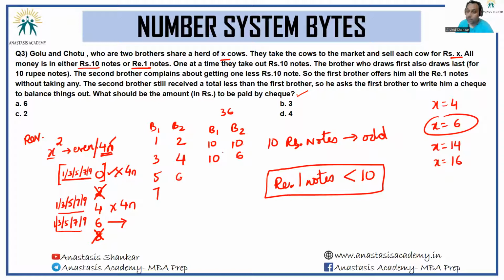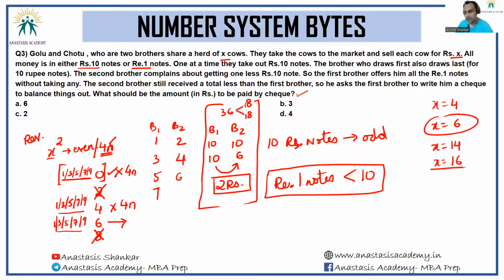Now in order to balance it all out, what should be the amount to be paid by check? How much should he pay to brother 2 so that they get balance? The balance has to be 2 rupees. If the total was 36, both of them should get 18 and 18. He already has 16, he has 20. So he'll give 2 rupees to brother 2 and our work is done. Let's say we have worked with 36.